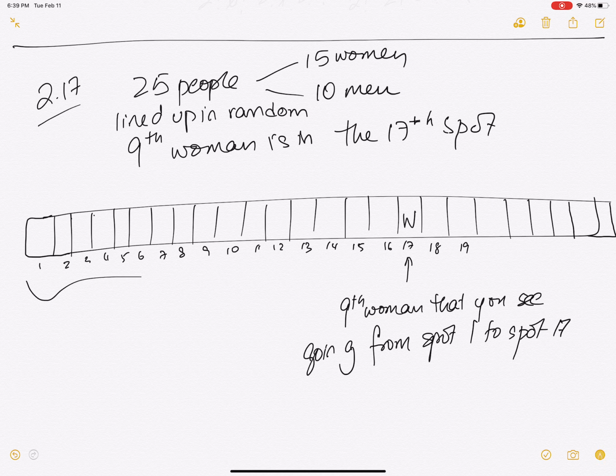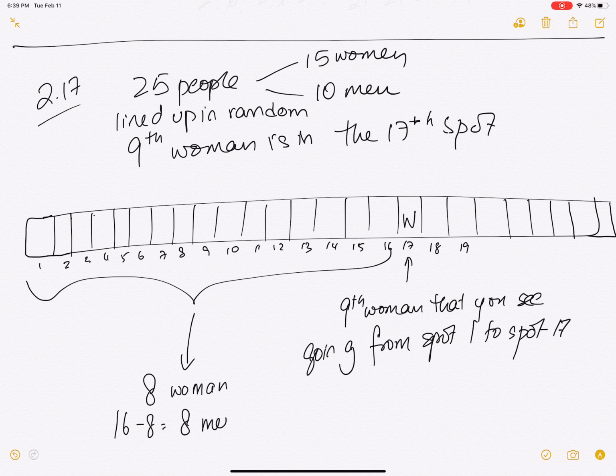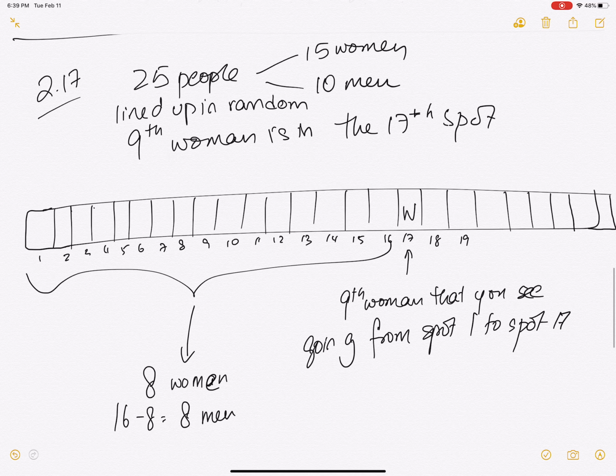Okay, so what does that mean? It means that the first 16 spots will have 8 women, of course. And there are 16 spots, so it'll be 16 minus 8, which means 8 men. So these 16 spots need to have 8 women and 8 men, and the 17th spot needs to be a woman. So what's the probability of this? Okay, well, let's take a look. How do we calculate this?